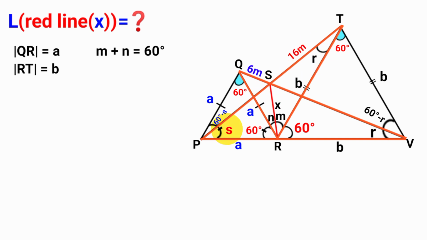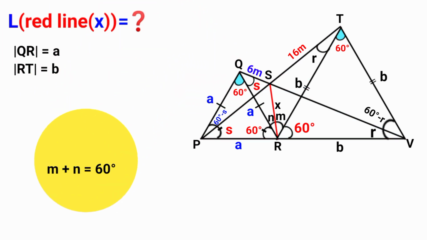Similarly, this angle facing this side with length B must also be congruent with this angle also facing this side with the length B. So since this is S, this must also be S. Now we come back here to our equation, m plus n equal to 60 degrees. Subtract n from both sides. Here n minus n is 0. So m equal to 60 degrees minus n. That is, this m is 60 degrees minus n.